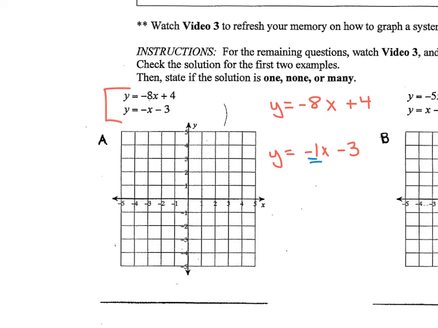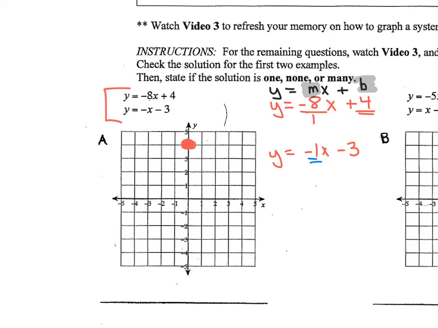Alright, so one thing we need to remember is that all lines are written in the form y equals mx plus b. b is where we begin, and m is how we move. So for our first line, y equals negative 8x plus 4, we begin at positive 4. So I'm going to place a point on my y-intercept at positive 4.